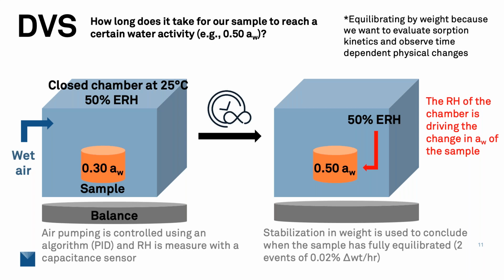I also want you to keep in mind for DVS that we're equilibrating by weight because, again, we want to look at sorption kinetics and look at time-dependent physical changes. So most pieces of equipment are only equilibrating by weight. We do have a piece of equipment here at Meter that equilibrates by weight as well as water activity, and I'm sure that Mary will bring that up as well.